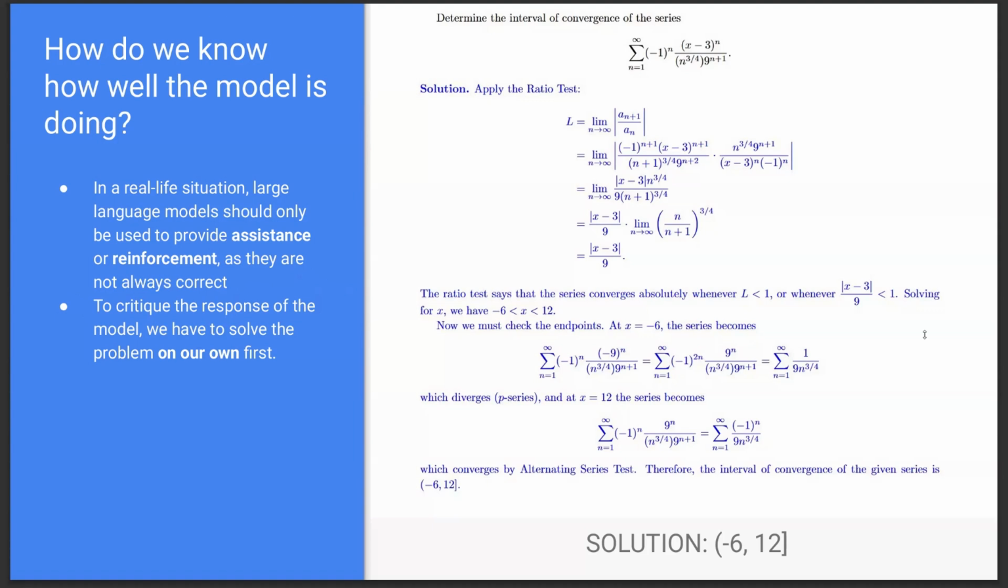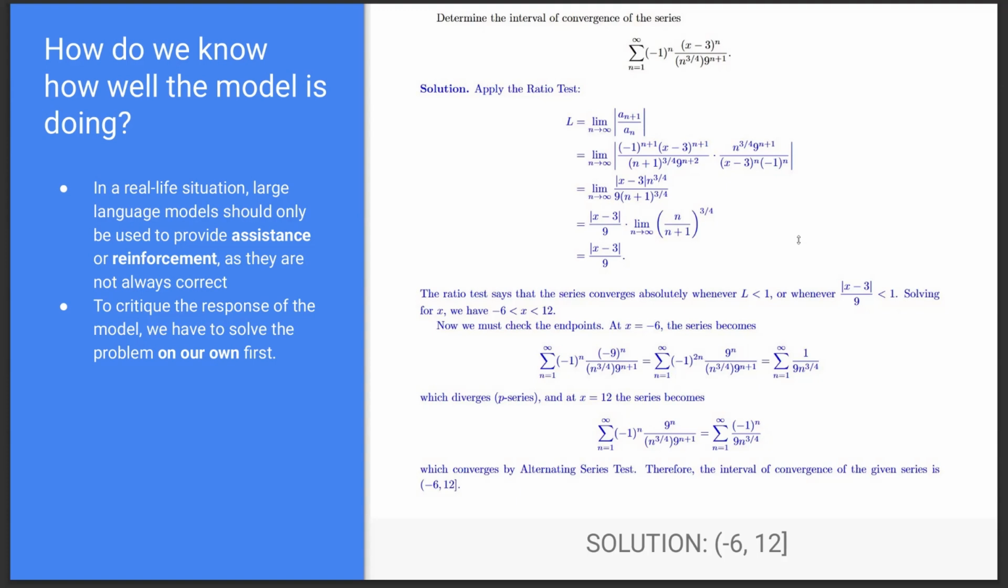A common way to find the interval of this series would be to apply the ratio test. And we find that this limit, as n goes to infinity of the ratio, is the absolute value of x minus 3 over 9. The ratio test says that the series converges absolutely whenever L is less than 1, or whenever the absolute value of x minus 3 over 9 is less than 1. So solving this inequality, we have negative 6 is less than x is less than 12.